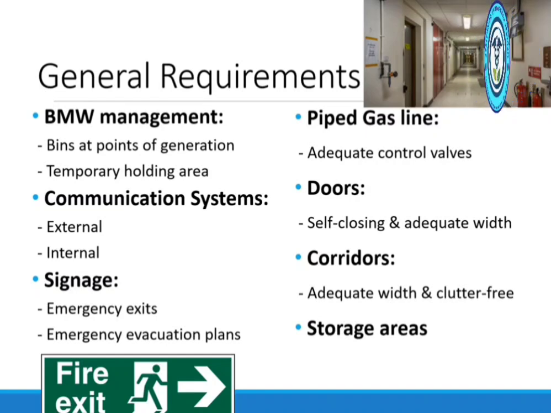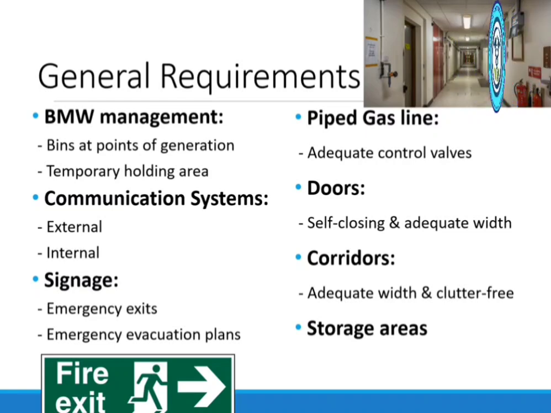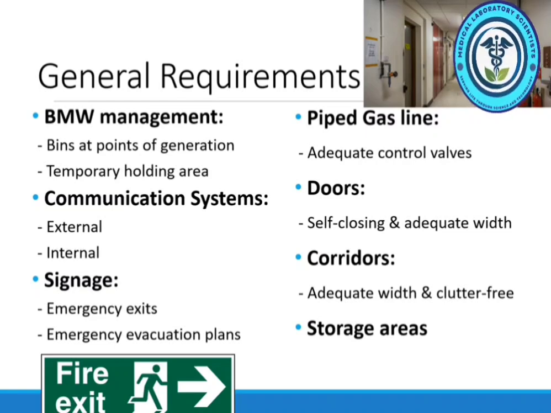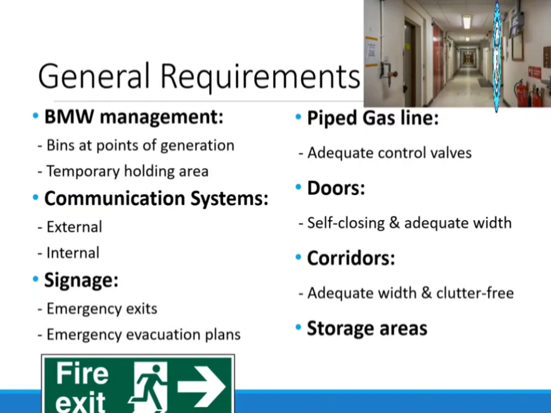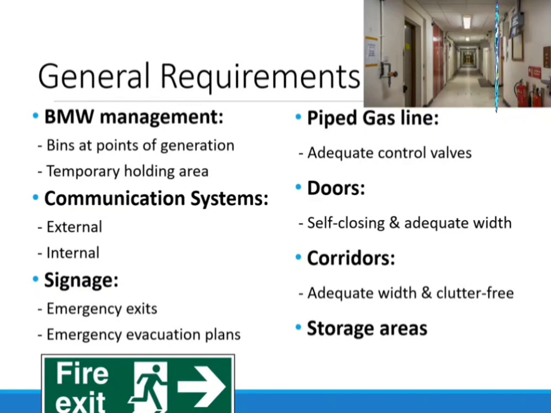The gas supply to the laboratory must be piped and should have control valves. This is preferred to gas cylinders as it reduces the risk of explosion. The laboratory must have self-closing doors of adequate width so that even large equipment may be brought in comfortably. The corridors also must have adequate width and should be clutter-free for easy evacuation of personnel in case of an emergency.